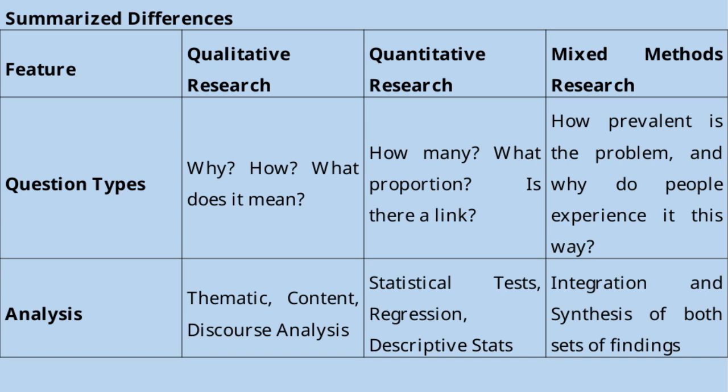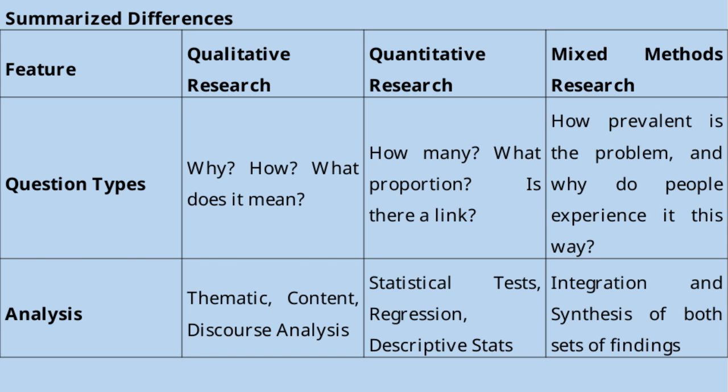Let's take a closer look at the summarized differences between these research types. On this slide, we see a table that highlights the key distinctions. Starting with question types, qualitative research often explores why, how, and what things mean. It focuses on understanding underlying motivations and interpretations. Quantitative research, on the other hand, asks how many, what proportion, and if there's a link, so it's more about measuring and quantifying phenomena. Then, mixed methods research combines both approaches, aiming to understand how prevalent a problem is and why people experience it in particular ways.